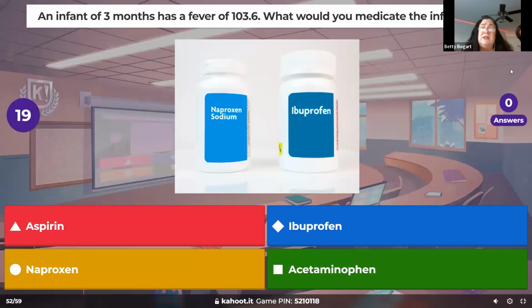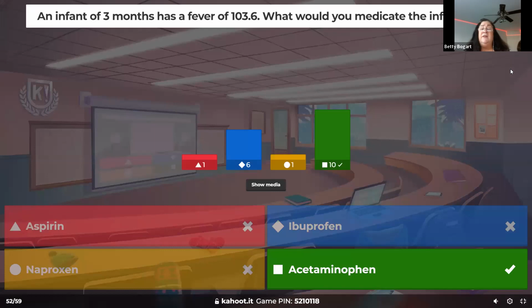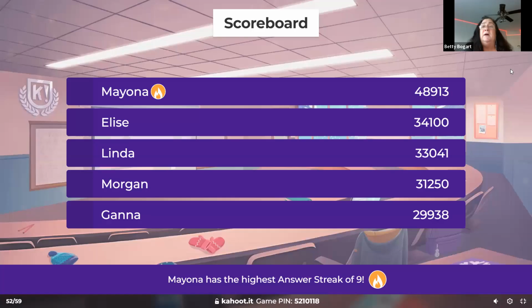An infant of 3 months has a fever of 103.6. What would you use to medicate an infant less than 6 months old? What does an infant get? And it's only Tylenol. We do not add ibuprofen until 6 months old, okay? So it's only Tylenol, 2 to 6 months.